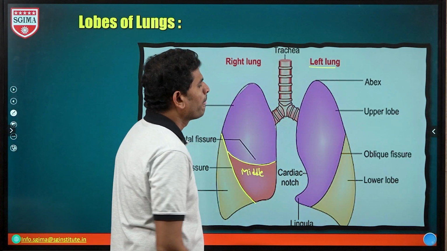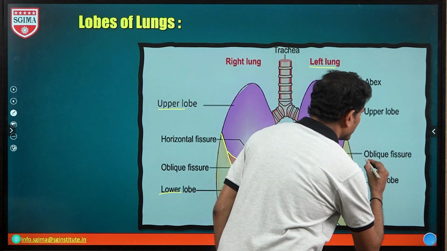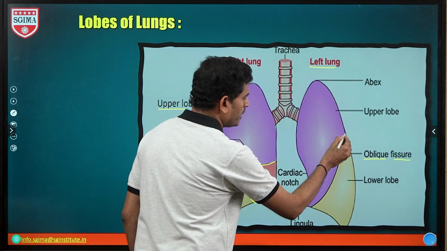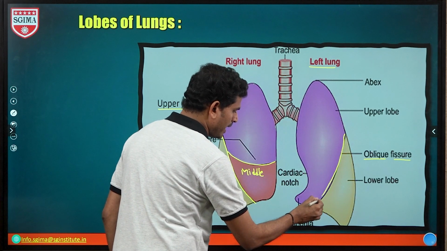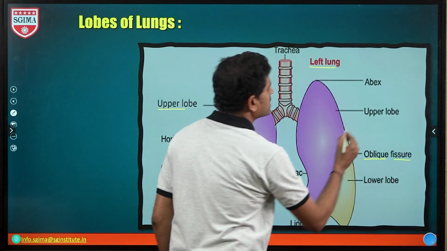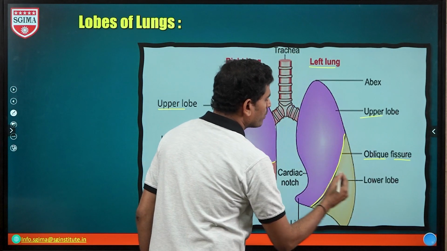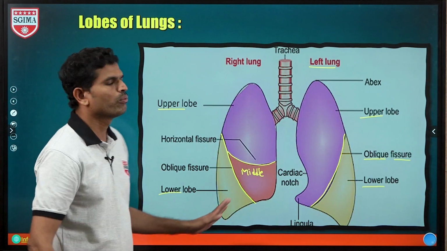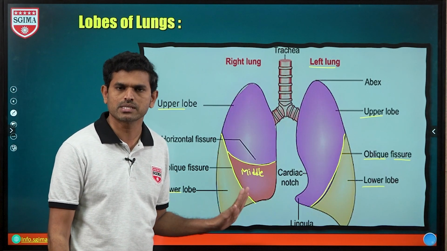Left lung में only one fissure, that is oblique fissure, will be there. This oblique fissure divides the entire left lung into 2 lobes. Upper one is the superior lobe and lower one is inferior lobe. So these are the only points we have to remember from this slide.